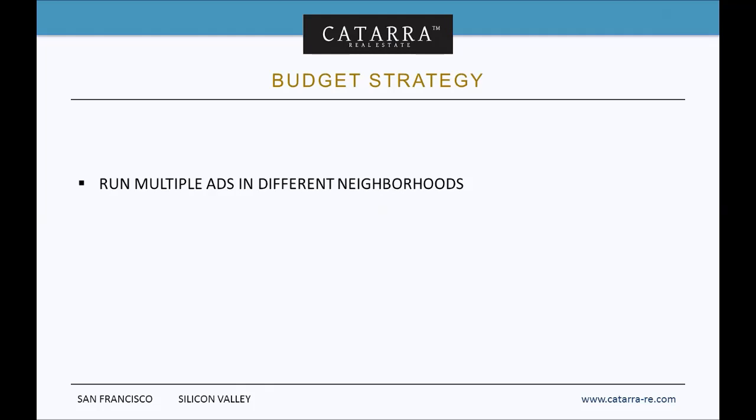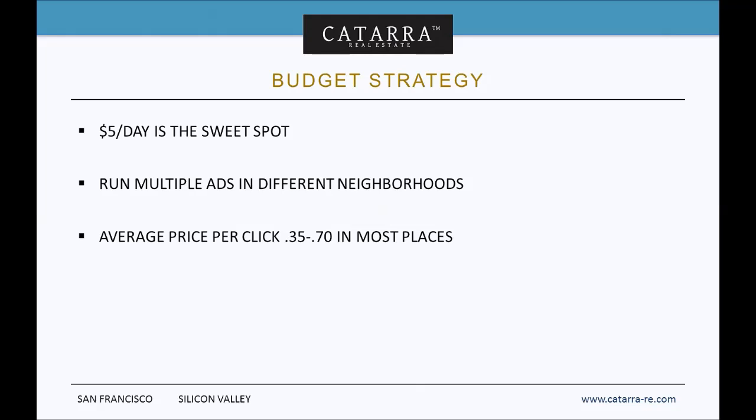Budget strategy: running multiple ads in different neighborhoods is the best way to go. $5 a day is the sweet spot. I've tried it at 10. It does result in generating more leads, but it depends on the size of the market. If you've got, let's say, 40,000 people you're going after, that might be worth spending $10 a day on, versus a zip code that's only got, say, 10,000. In that one, you can get away with 5. So you choose based on the number of potential people you can hit. That's going to get you the best results.